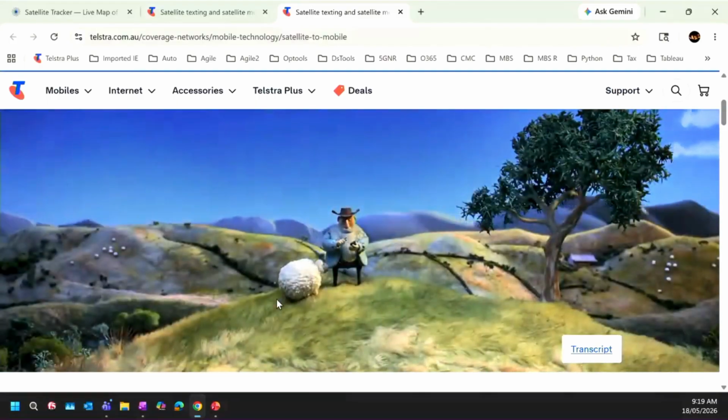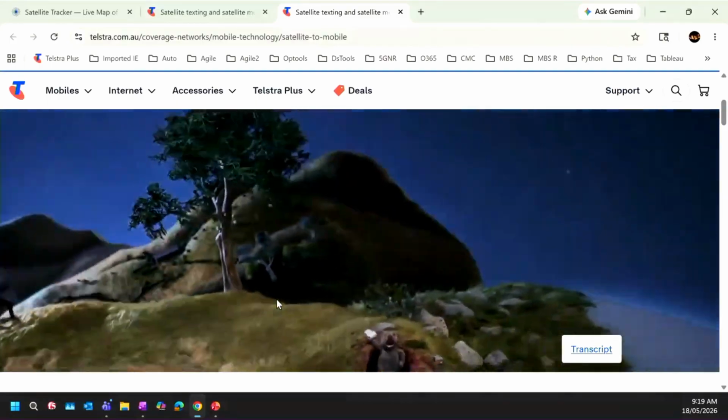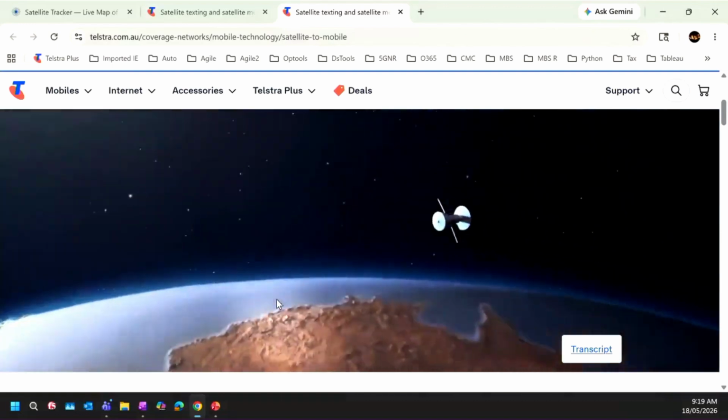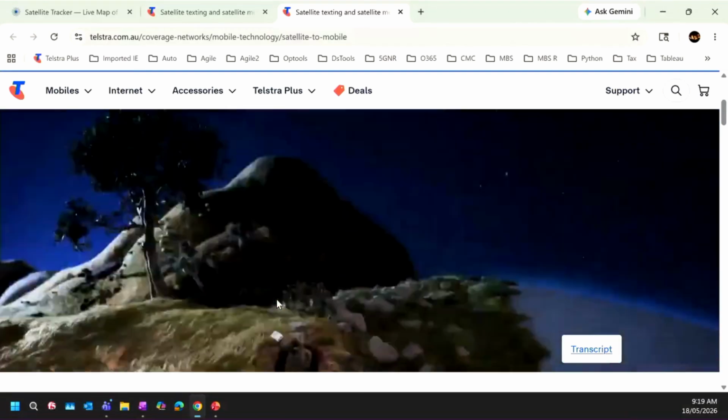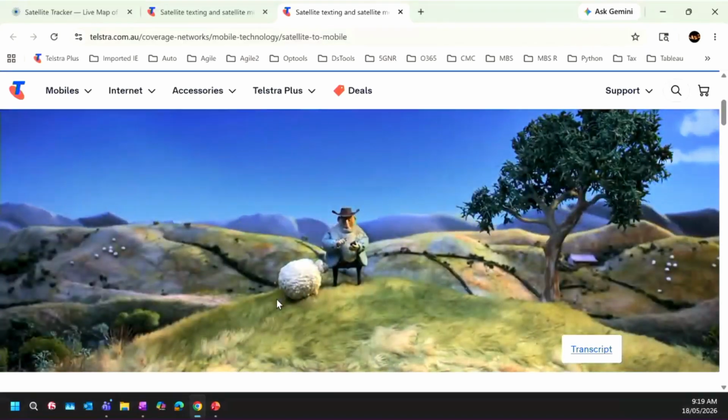So that's a farmer sending a message, and it's getting up to the satellite, and it's waiting for a couple of seconds. Then the message comes back. He's done.